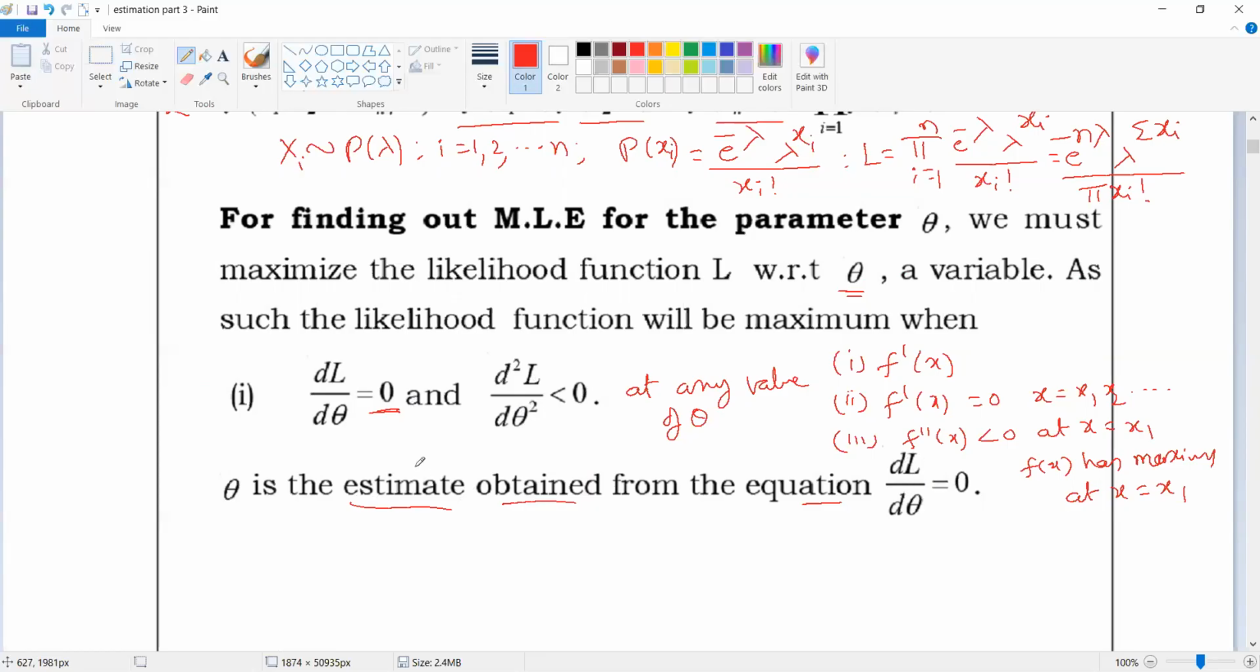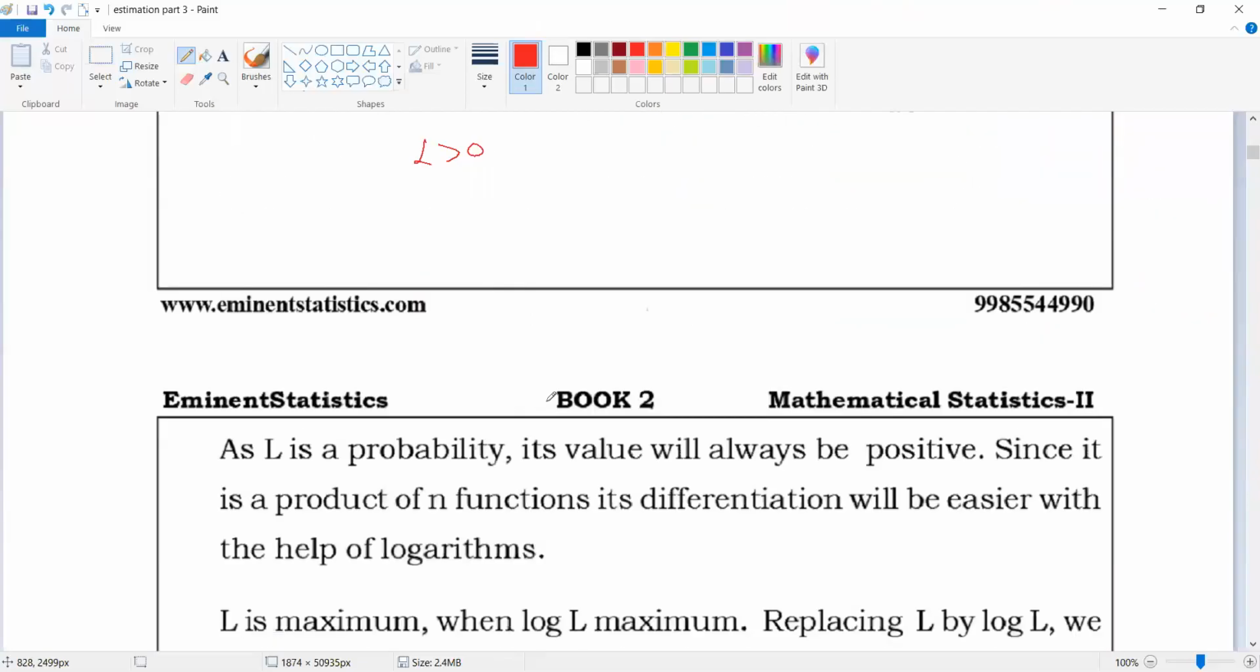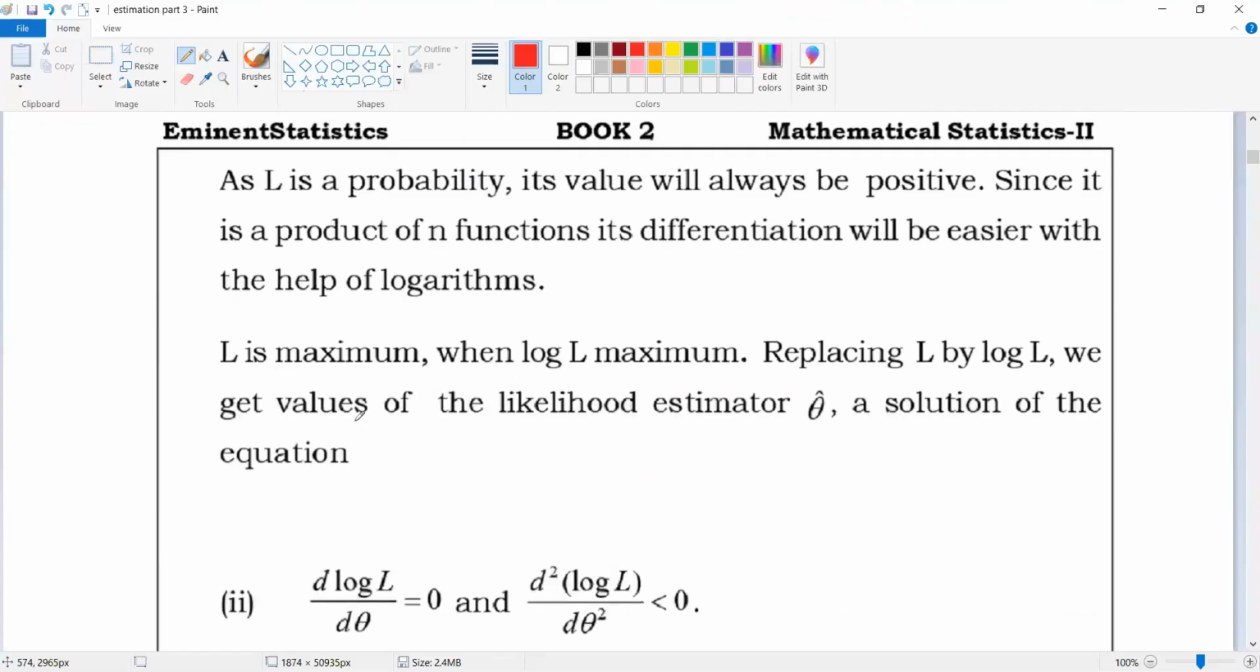But L is a radical function. L is a product of the marginals, so now the differentiation is very typical. L is a PDF, a probability value, so L must be greater than 0. For our convenience, we have to apply the logarithmic concept. So take log L. L is maximum when log L is maximum.